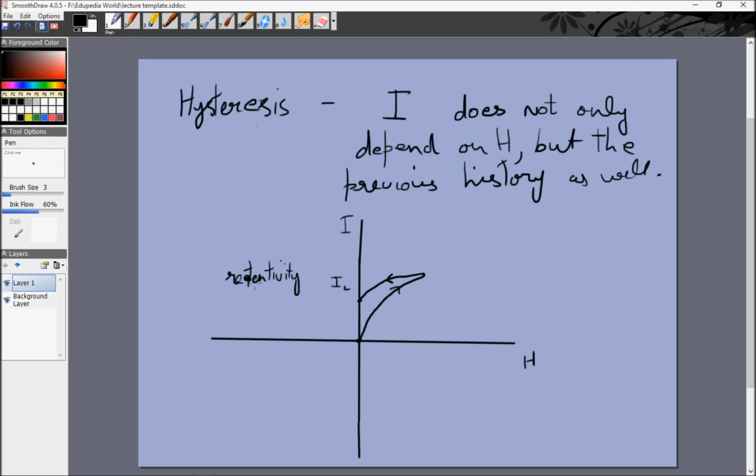What do you need to do to bring the magnetization to 0? You need to actually decrease the magnetic field in the opposite direction. You need to not just take it to 0, you need to put a magnetic field or magnetic field intensity in the opposite direction. So once you do that, this is the sort of path that is followed. And at this point, the magnetic field intensity is labeled HD, and it is called the coercive force.